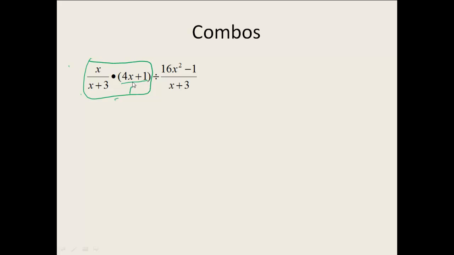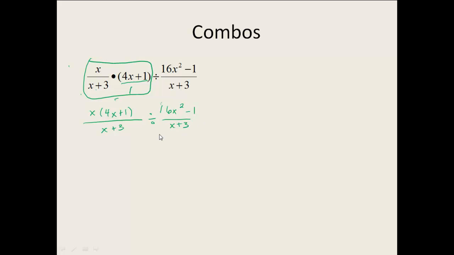Well, when I multiply those two together, I want to see if I can cancel anything out from the tops and the bottoms, and there isn't anything, so right now I would have x times (4x plus 1) all over (x plus 3). And I still have divided by the (16x squared minus 1) over (x plus 3). Still have to do the same process as we just did for division, so I need to flip that second fraction and change it to multiply.